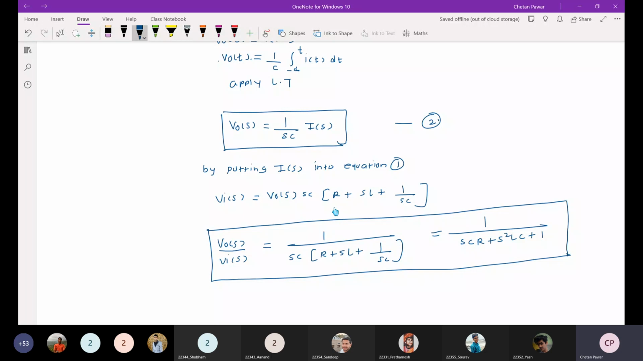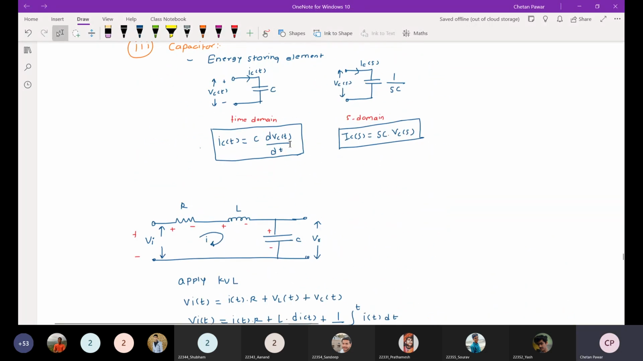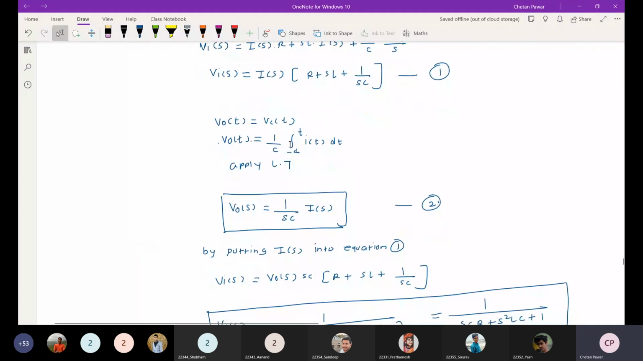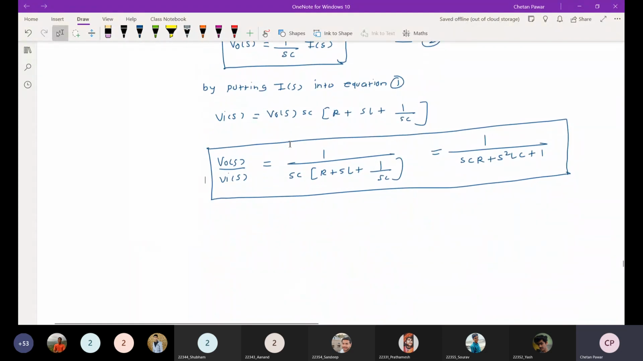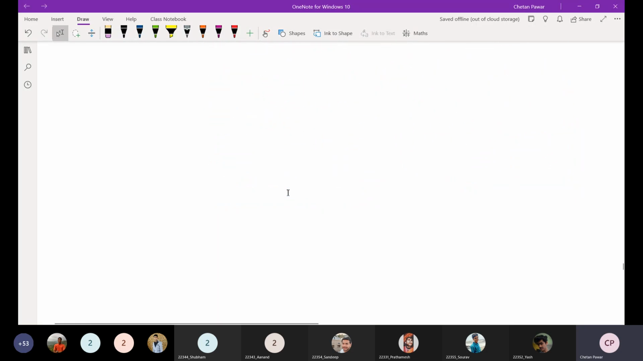Here also we assume that initial conditions are 0. So that way we have found out the transfer function of this electrical network, this series RLC network. By using this mathematical equation, you can analyze your system. So that way you can find out the transfer function of systems.